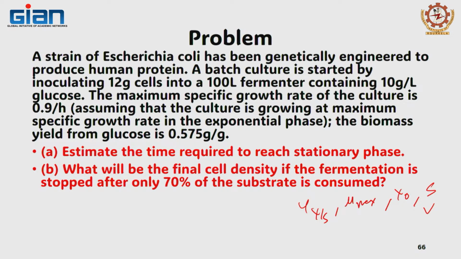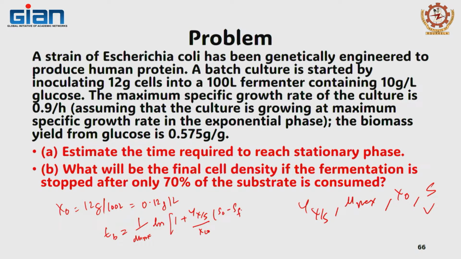Estimate the time required to reach stationary phase. Your X naught is 12 grams per 100 liters, which is 0.12 grams per liter. We did that equation in the previous question, T b is 1 by mu max ln of 1 plus Y x by S, X naught over S naught minus S f. This was the equation that we used for the batch time. Are you provided with your S naught?